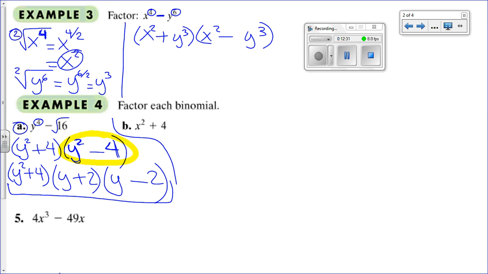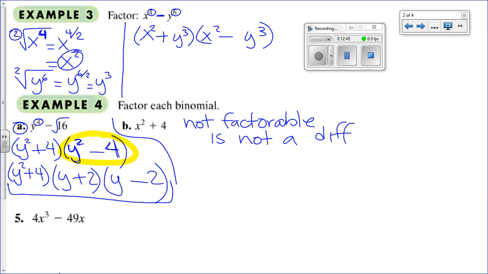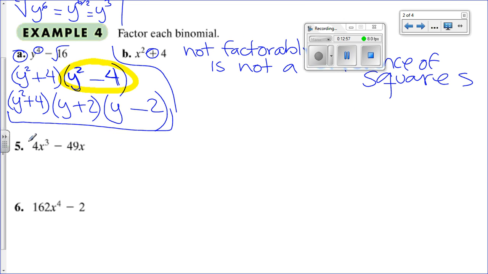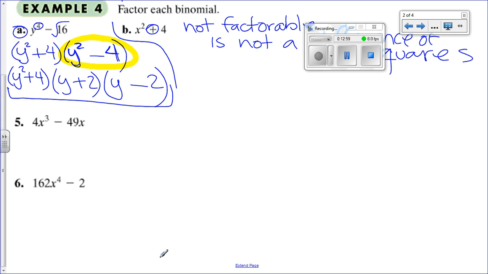The next problem here, we will say this one is not factorable because it is not a difference of squares. In fact, it's a sum of squares. We're adding them. Okay, and there are two more problems here on this slide. So if you have not written them down, let's do it at this time.